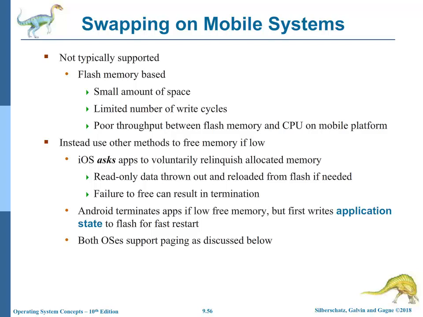Data that have been modified are never removed. However, any applications that fail to free up sufficient memory may be terminated by the operating system. Android adopts a strategy similar to that used by iOS and may terminate a process if insufficient free memory is available. However, before terminating a process, Android writes its application state to flash memory so that it can be quickly restarted.